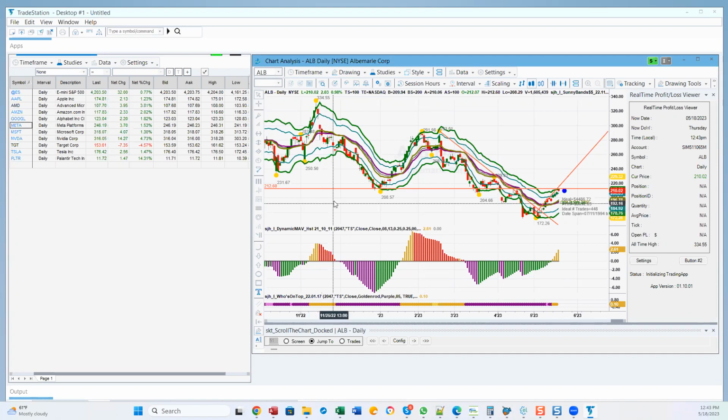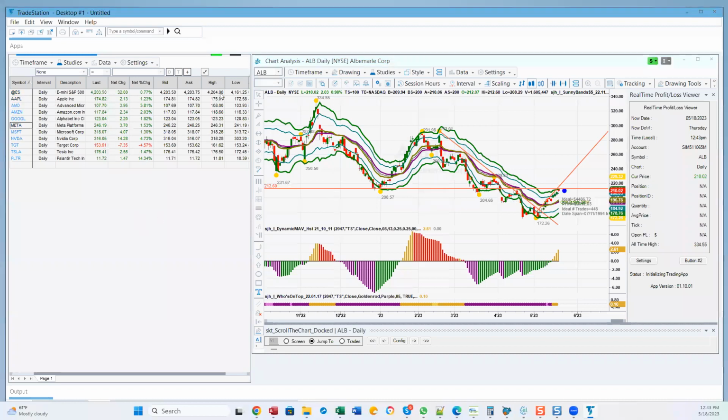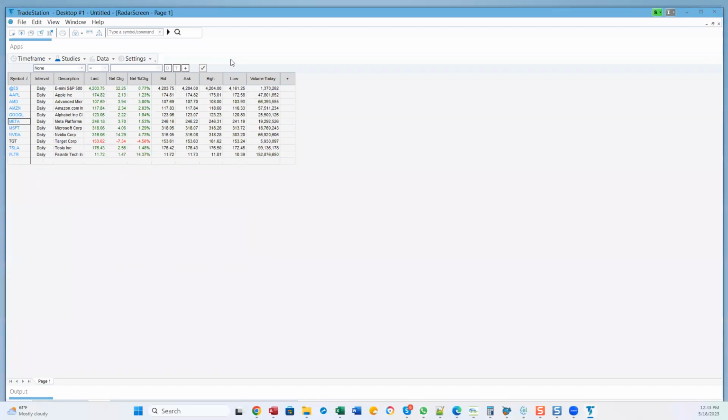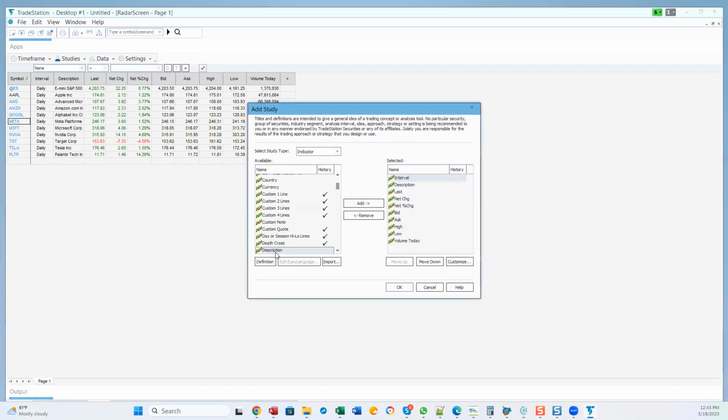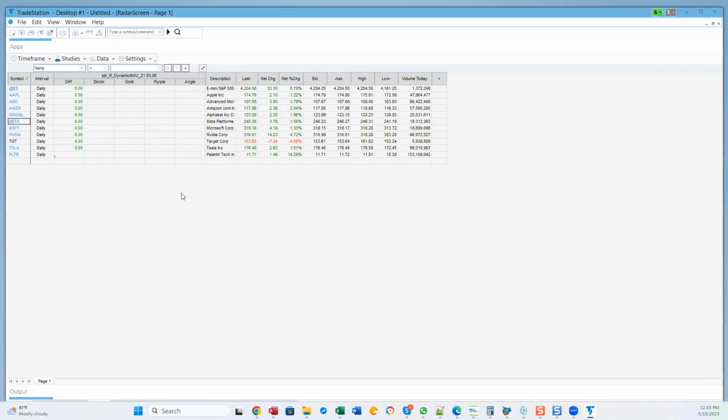Let's do it real quick. If I go studies, add study, and SJH, that's my initials, and radar screen, they start with R's, so we go down to that. And then, let's see, dynamic moving average. And this makes a colorful display.